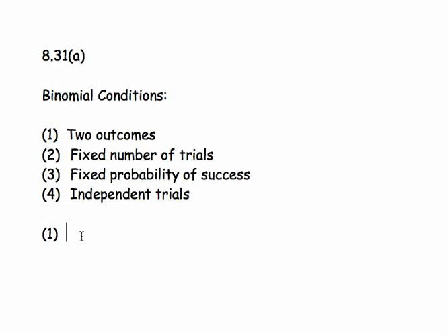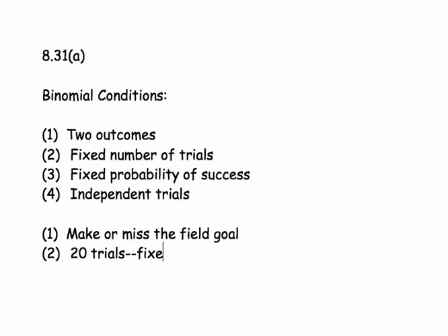So condition one, two outcomes. Yes, we make or miss the field goal. So there are two outcomes. So is there a fixed number of trials? Yes, there are 20 trials. So that is fixed. So question number three, is there a fixed probability of success? So here's the first issue.